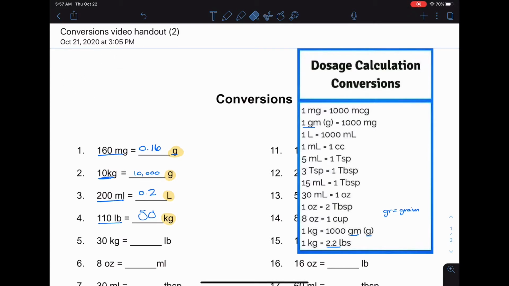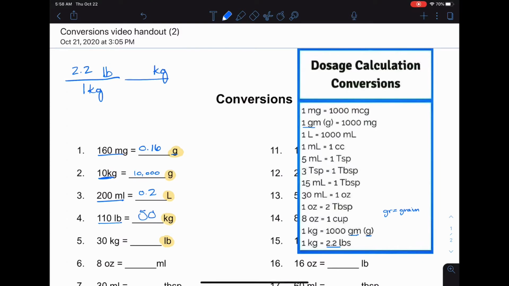Number 5, 30 kilograms to 1 pound. So we're going to use the same conversion. I'm trying to get to pounds, so I'll start with that up top. That's what's guiding us every time on what we start with: what we are trying to work towards. So pounds, we know that 2.2 pounds is equal to 1 kilogram. I want to get rid of the kilograms, so I'm going to put that up top.